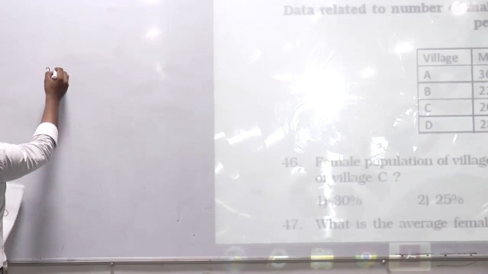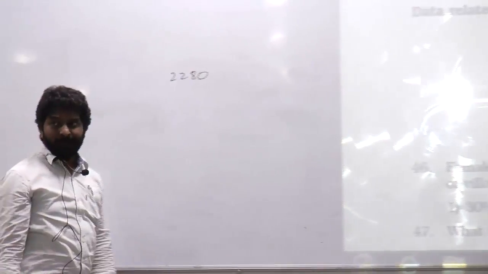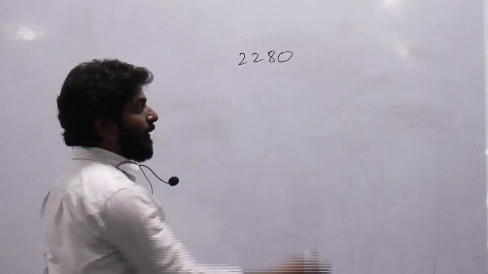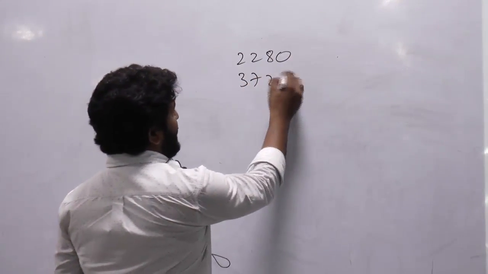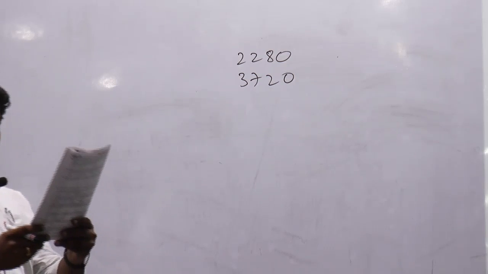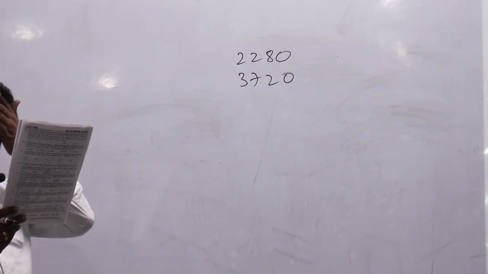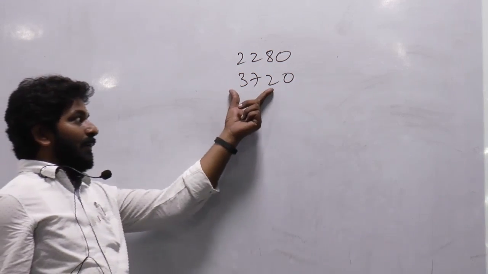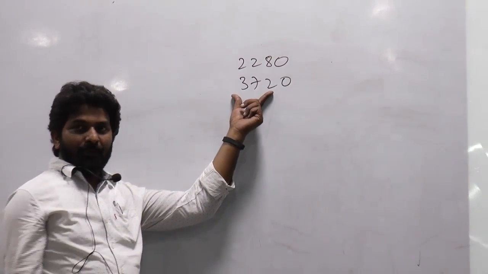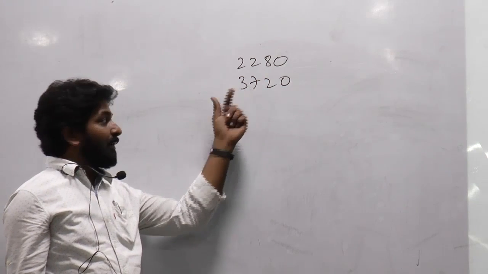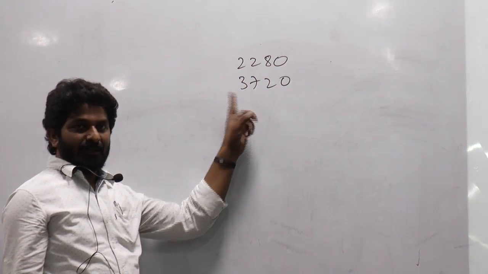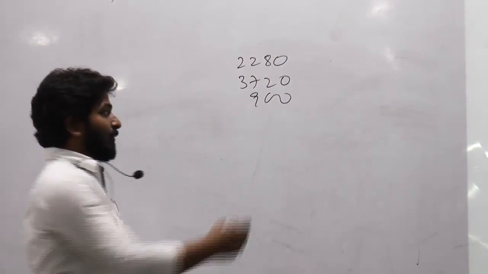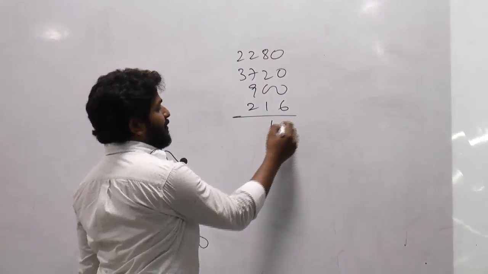So that will be 2,280. And female in 2014 for B is 3,720. And female population increases by 30%. 10% is 372. 30% is into 3. 300 3 times, 900. 72 3 times, 216. Your answer should end with 16.